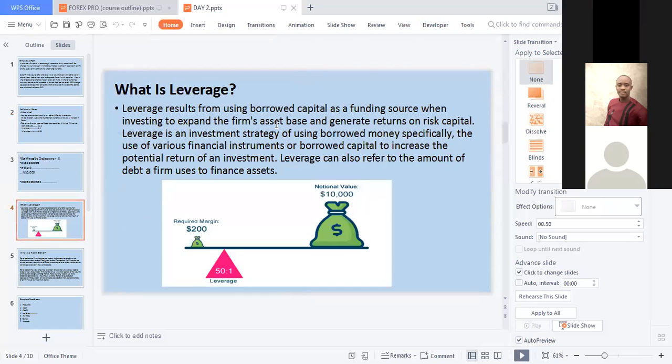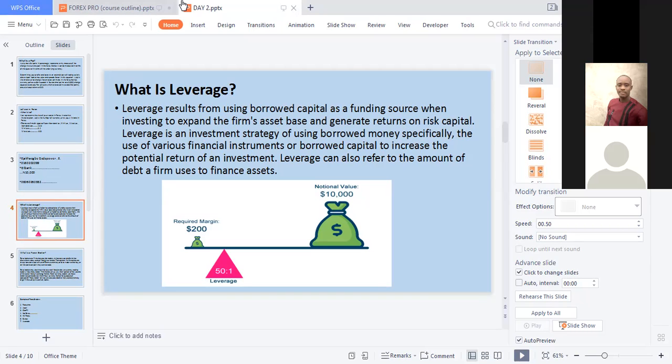Leverage. Leverage results from using borrowed capital as a funding source when investing to expand the firm's asset base and generate returns on risk capital. Leverage is an investment strategy of using borrowed money specifically. Now, what's leverage? Leverage is, I have $200. I don't have much money. How will the brokers help me? The brokers will tell me that, Gospel, I have $200, I can increase it to $10,000. What would be my leverage?